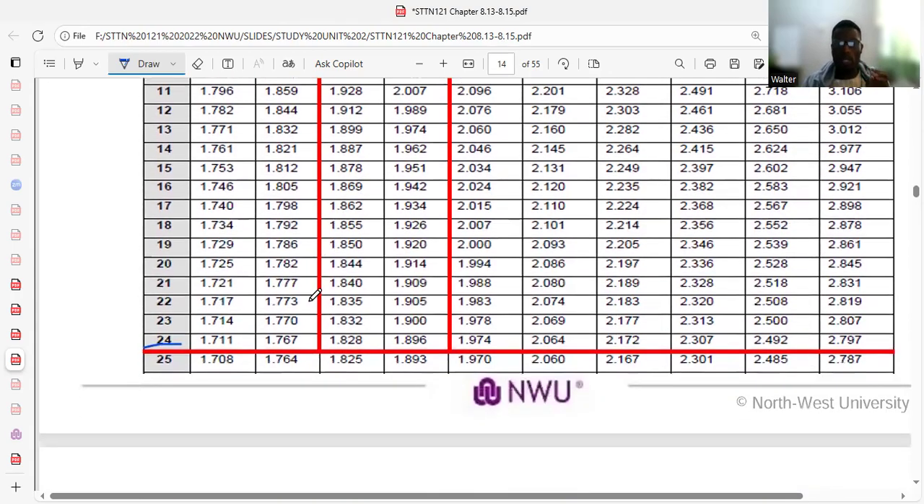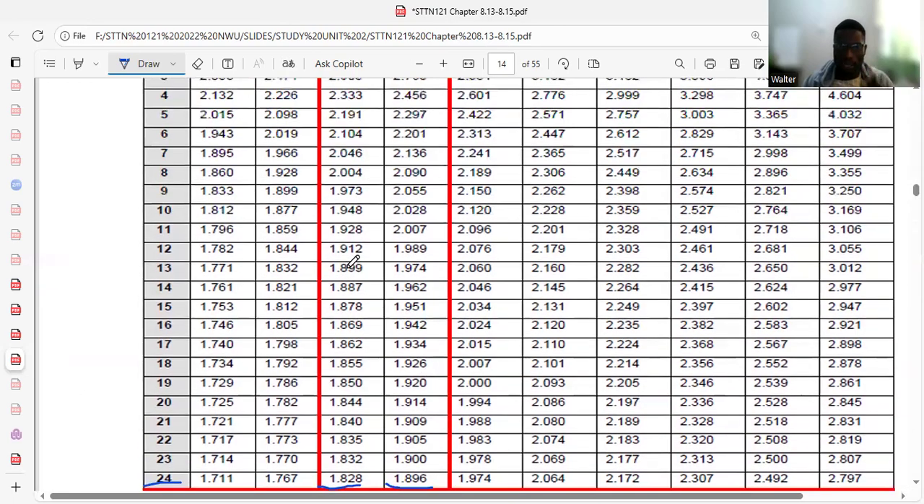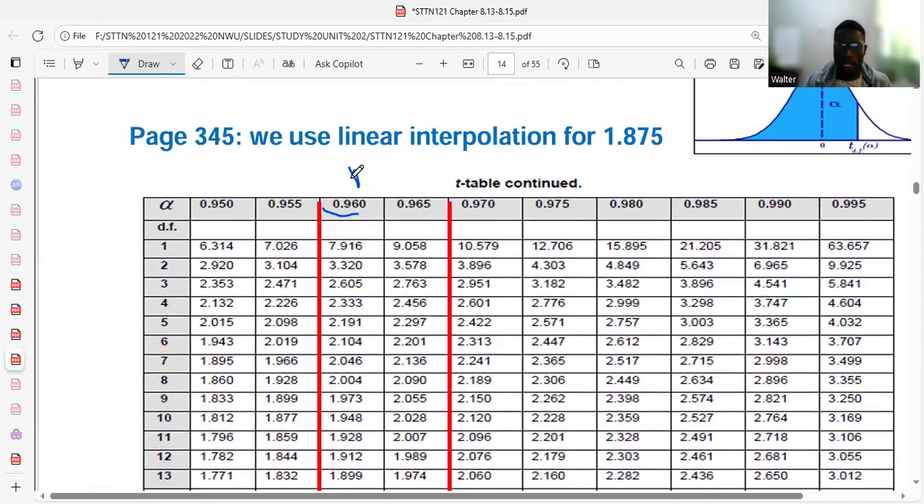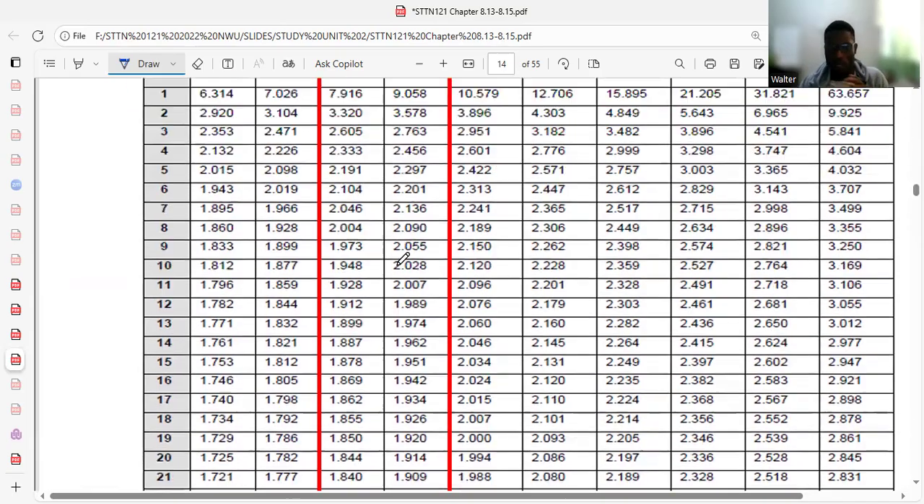But now check here. We don't have the 1,875 value. What do you do? You're going to check the range, the two values. Inside those two values, there must be 1,875. Check, 1,875 is between 1,828 and 1,896. So we have this one here and this one here, two values: 0,960 and 0,965. The one we'll call P1, the other one we'll call P2. Okay, let's check.